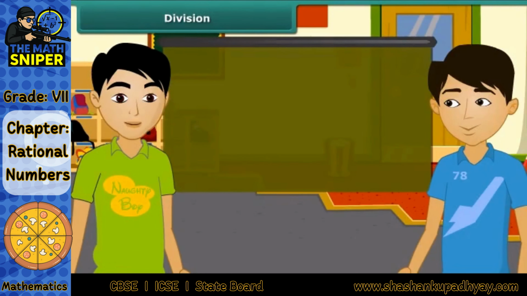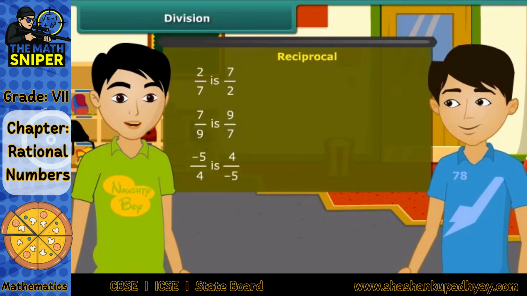Before starting about division, I will tell you about reciprocals. What are reciprocals? Let's take an example. The reciprocal of 2 by 7 is 7 by 2. The reciprocal of 7 by 9 is 9 by 7. Okay, I got it. The reciprocal of minus 5 by 4 is 4 by minus 5. Correct. So when we divide one rational number by another rational number, we multiply the rational number with the reciprocal of the other number.